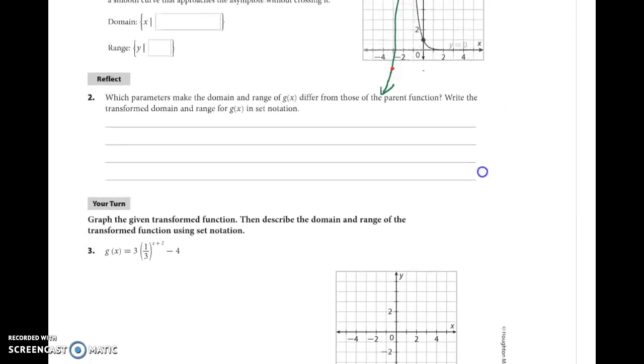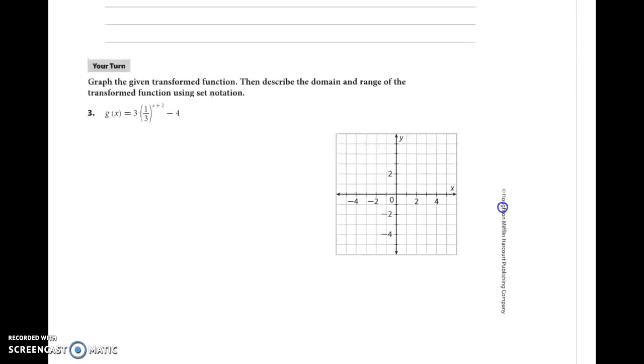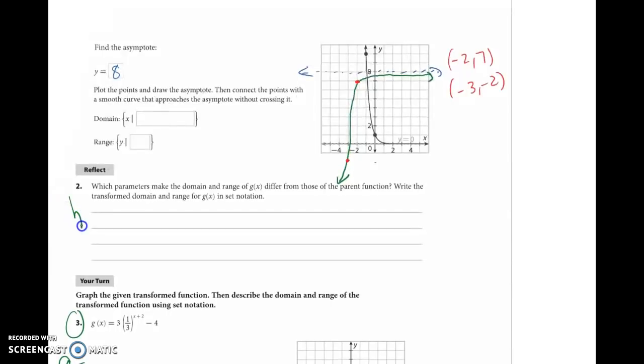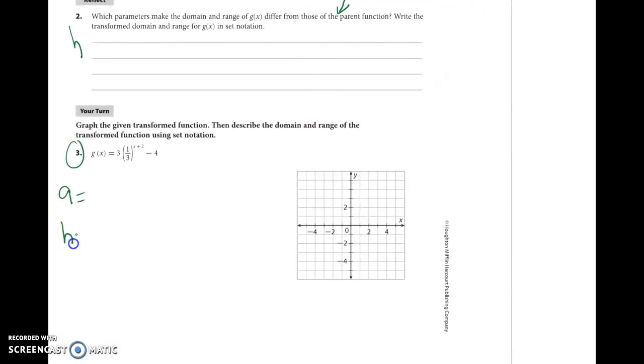So there are 2 examples. One example for your turn 3. Go ahead and see if you can identify what h, k, and b are, and see if you can find your translated points.